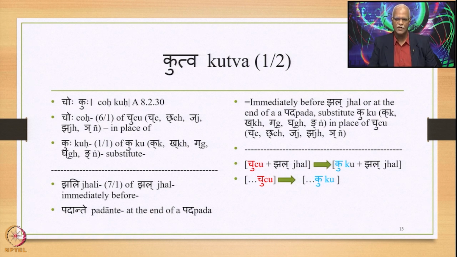So if we have these two stages, for example, chu plus jhal, if this is the situation, then chokkuhu applies and substitutes this chu by ku. So chu plus jhal is the input, 8.2.30 chokkuhu applies and returns the output, namely ku plus jhal. Similarly, if chu appears at the end of the pada, then 8.2.30 applies and substitutes this chu by ku. These are the two scenarios in which chokkuhu will apply and kutva sandhi will take place.